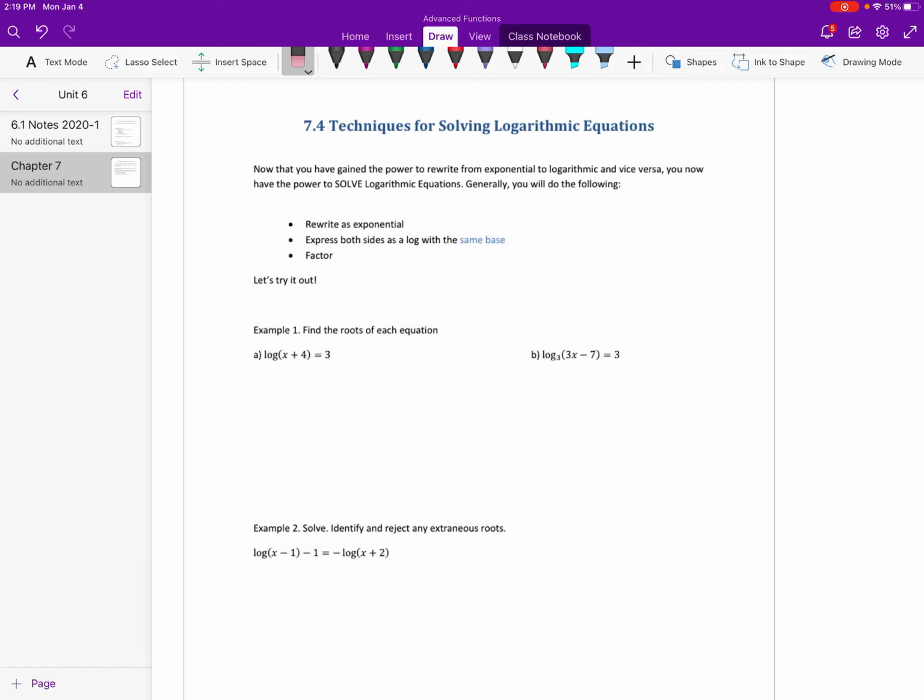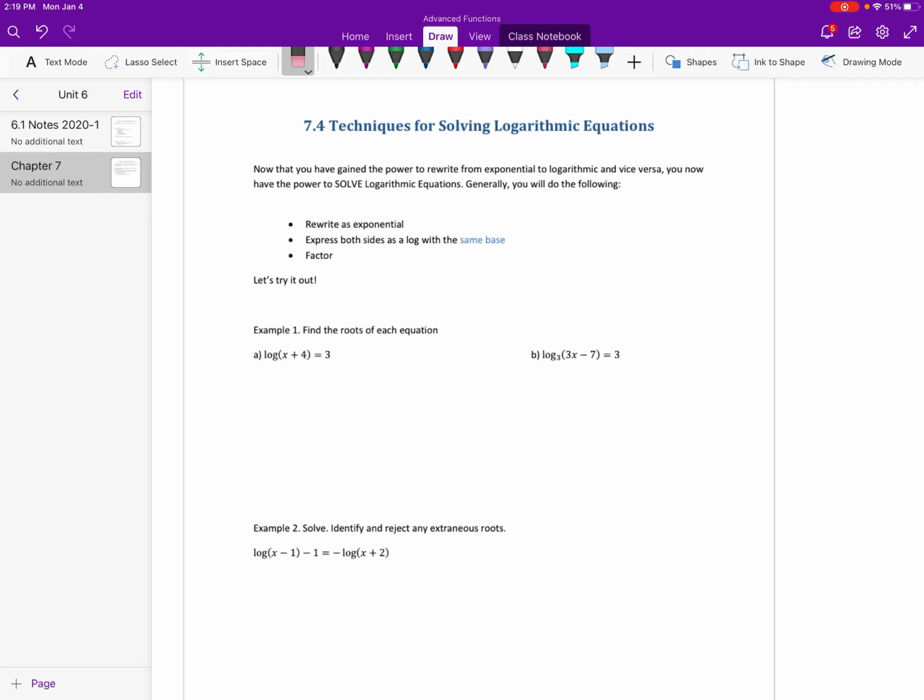Let's look at some techniques for solving logarithmic equations. Now that you have gained the power to rewrite from exponential to logarithmic and vice versa, you now have the power to solve logarithmic equations. Generally, you will do one or more of the following. You'll rewrite as an exponential, you'll express both sides as a log with the same base, or you'll factor.